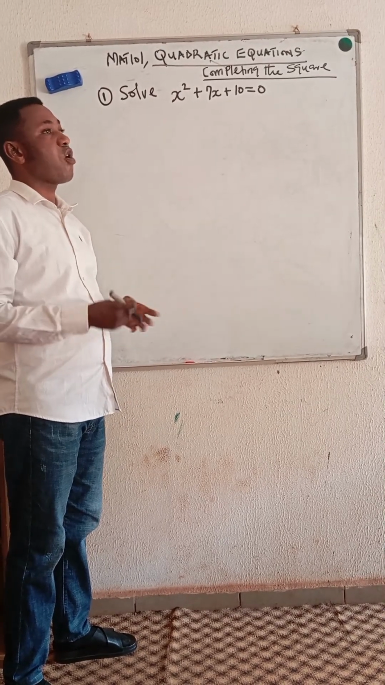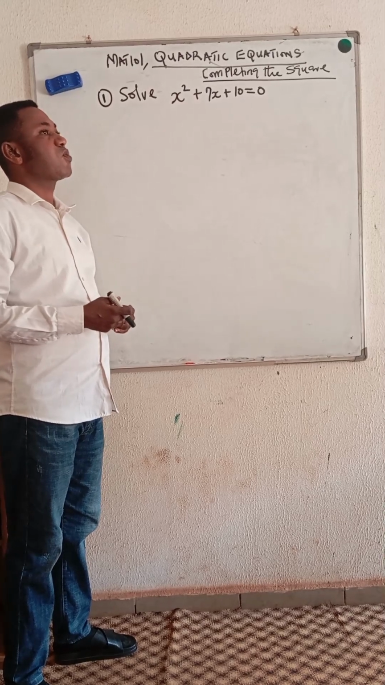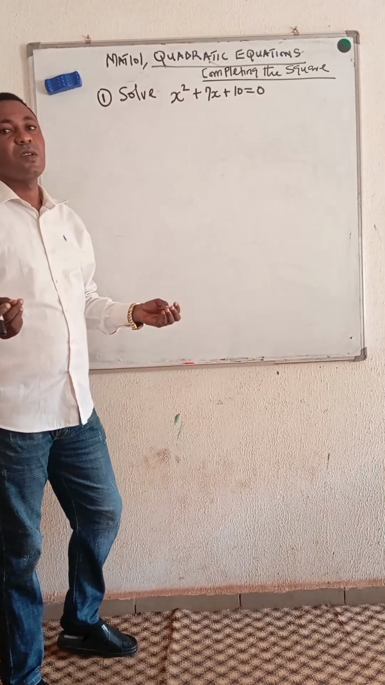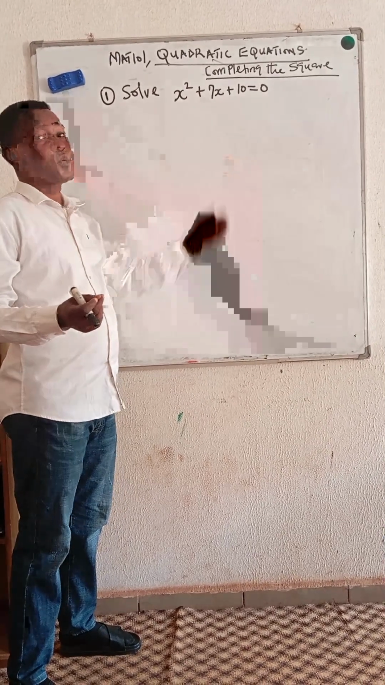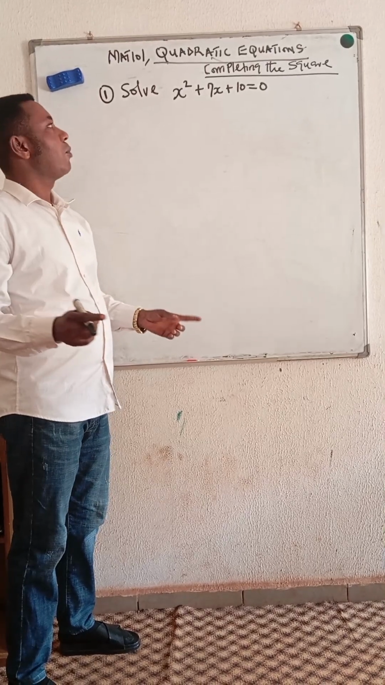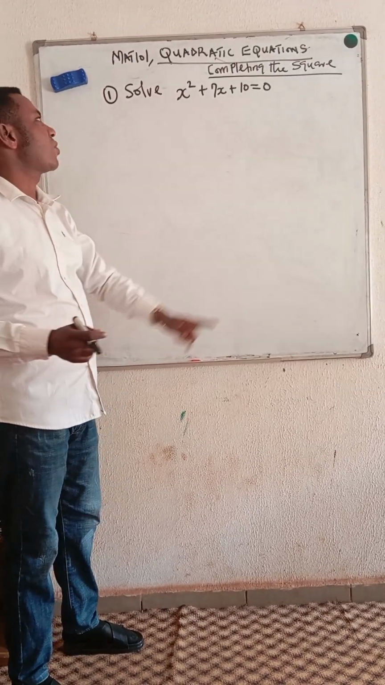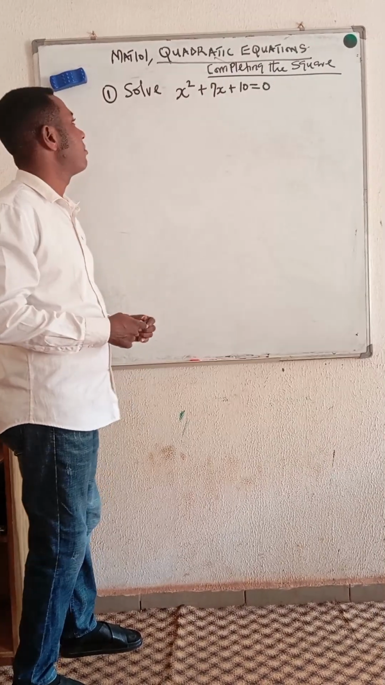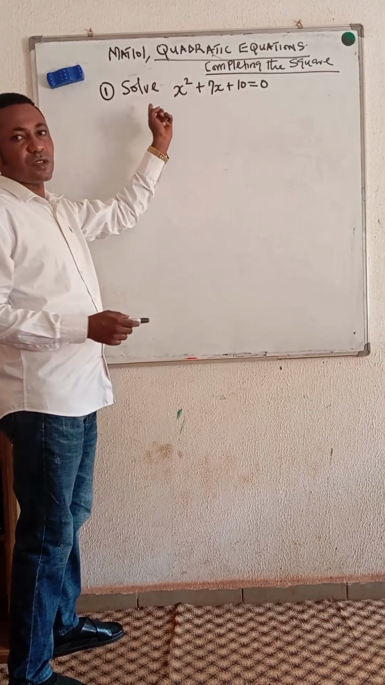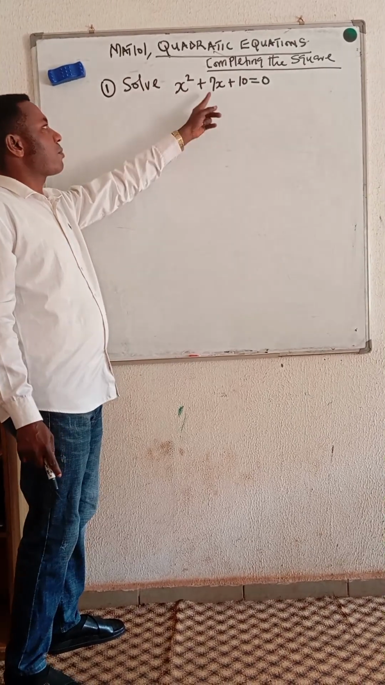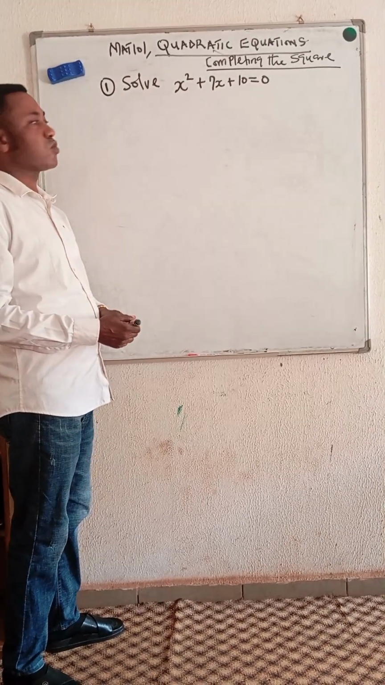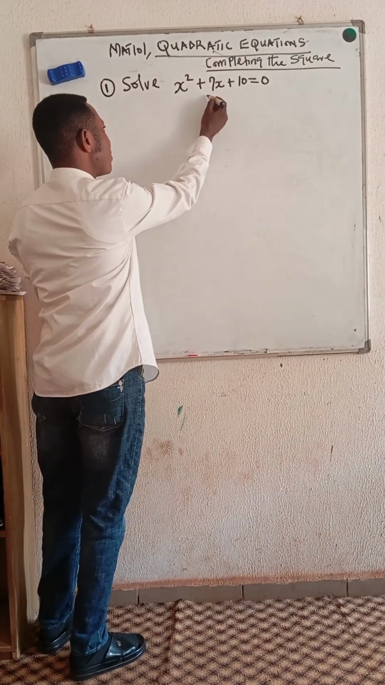The first one is the almighty formula. Then we can also use the factorization method, and we can also use completing the square or the graphical method. But in today's class, let us start with the completing the square method. Look at this simple question on the board. It says solve x squared plus 7x plus 10 equal to 0. How are we going to solve it?